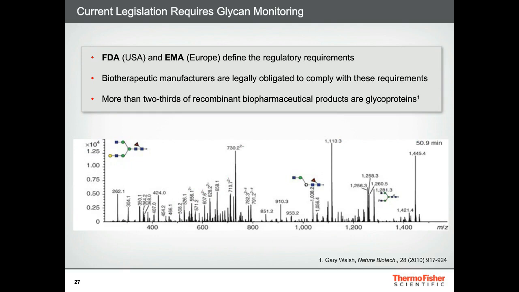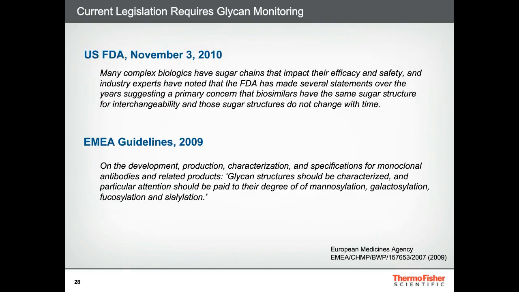We know that more than 2/3 of recombinant biopharmaceuticals are glycosylated. Since biotherapeutics offer a rich and promising frontier for development in the biopharma industry for innovator and biosimilar molecules, FDA and EMA define glycosylation characterization requirements, and manufacturers are obligated to comply with these requirements. I'm not going to read the complete text here. Suffice it to say that since many biologicals have sugar chains that impact their safety and efficacy, FDA and its European counterpart EMA issued guidelines requiring that glycan structures should be characterized and attention should be paid to the degree of glycosylation.